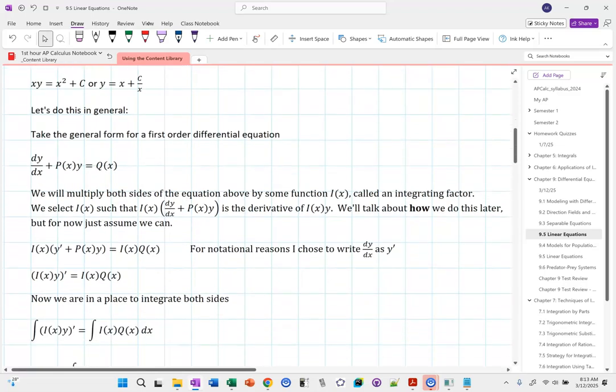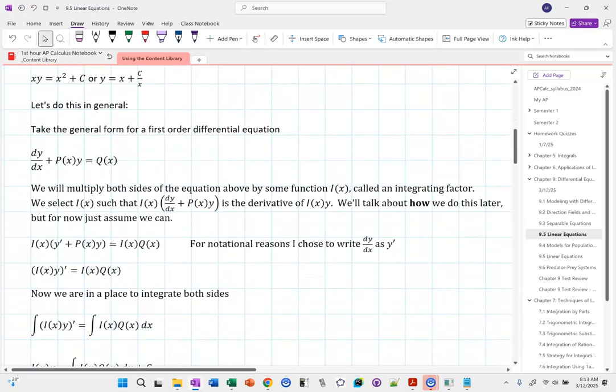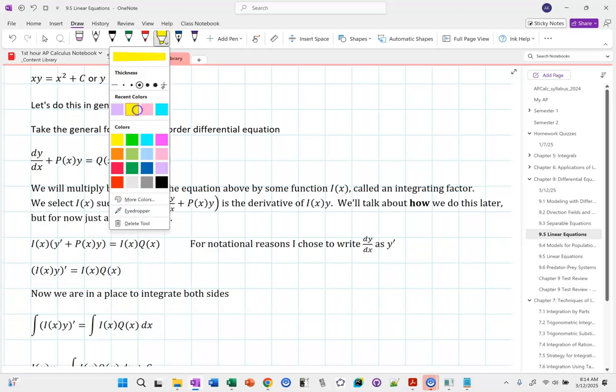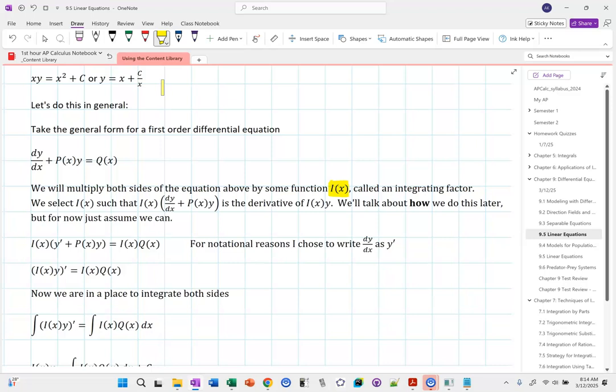Okay. So let's take our general form first order differential equation, or linear first order differential equation. We're going to multiply both sides of this function by some I of x, which has a name. It's called an integrating factor. And we pick that I of x, let's say we know how to do that, such that the left-hand side is just the derivative of I of x times y. We'll talk about how we pick that I of x in a moment, but let's just accept that we can.